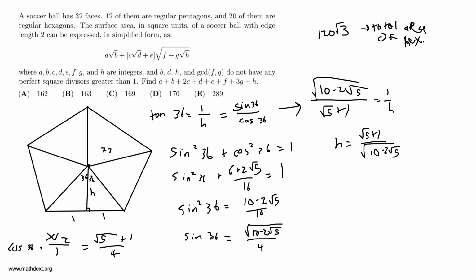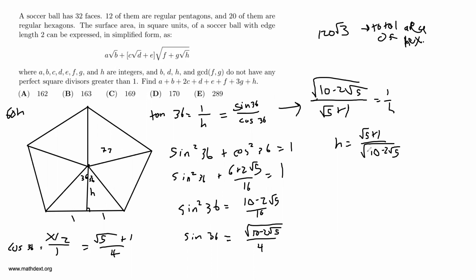And why does this help us? Because the area of this triangle is half times the base, which is 2, this base, times the height. So this triangle has area H. So 5 of these congruent triangles have area 5H. So the area of one of these regular pentagons is 5H. So the area of 12 of these regular pentagons is 12 times 5H, which is 60H. So we just need to calculate 60H and add that on to 120 root 3. We got our total surface area.